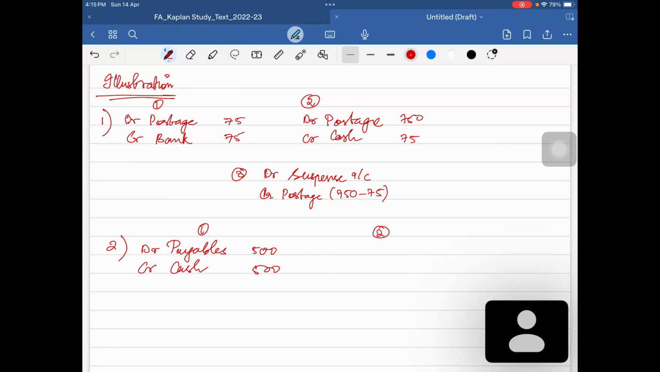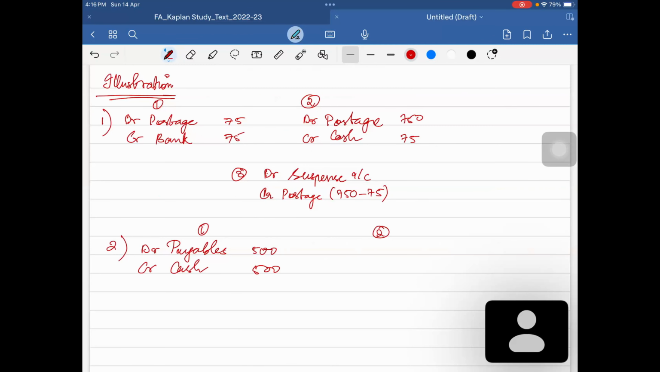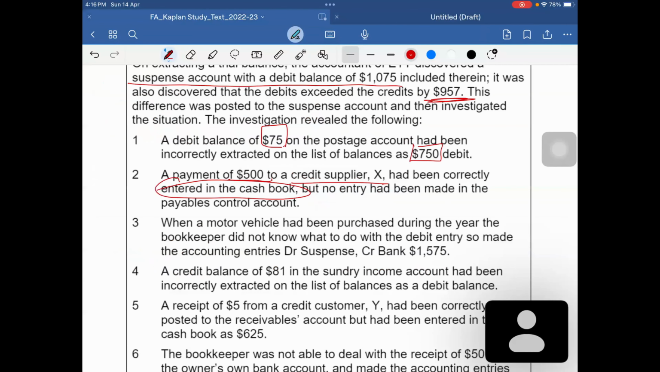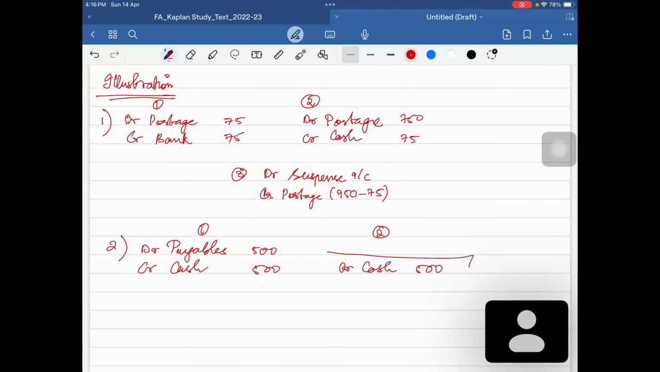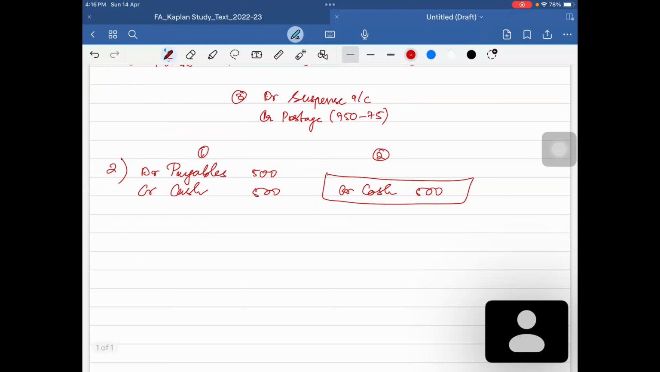What's wrong? Let's see. Had been correctly entered into the cash book. All right. So it is correctly entered in the cash book. That is, the cash book is 500. But what happened to the other side? But no entry had been made in the payables control ledger account. So they just took it and posted it into cash account, but they haven't taken it to payables ledger control account.